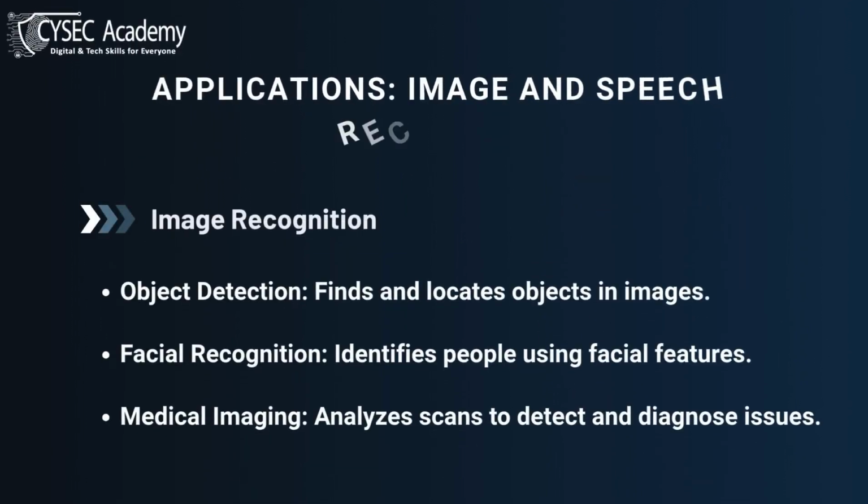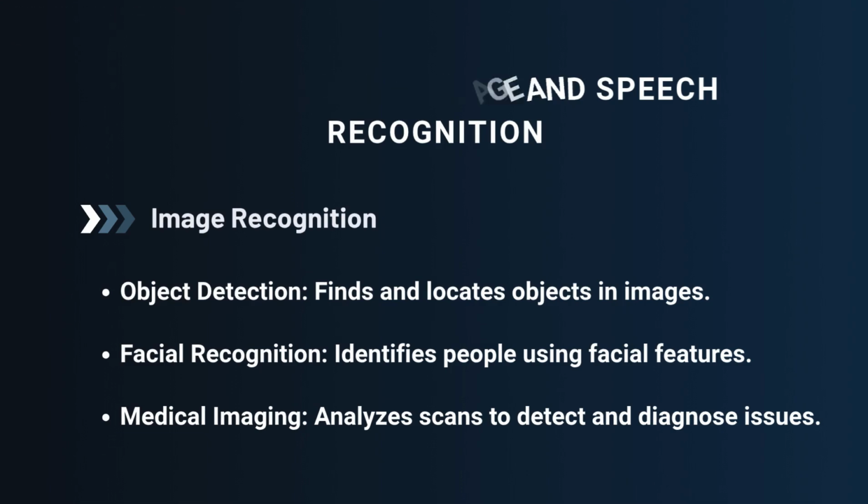Applications. Image and speech recognition. 1. Image recognition. Deep learning, particularly with CNNs, has revolutionized image recognition by enabling computers to identify and classify objects within images. Applications include object detection, which finds and locates objects in images; facial recognition, which identifies people using facial features; and medical imaging, which analyzes scans to detect and diagnose issues.